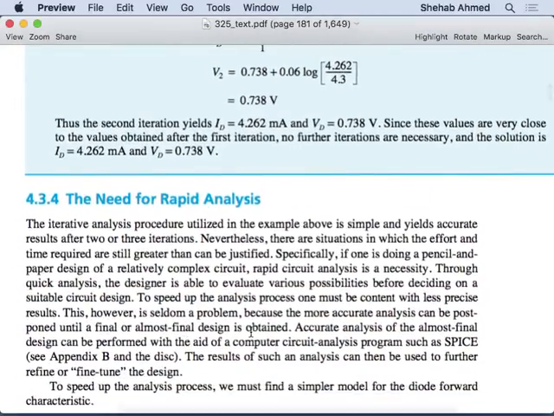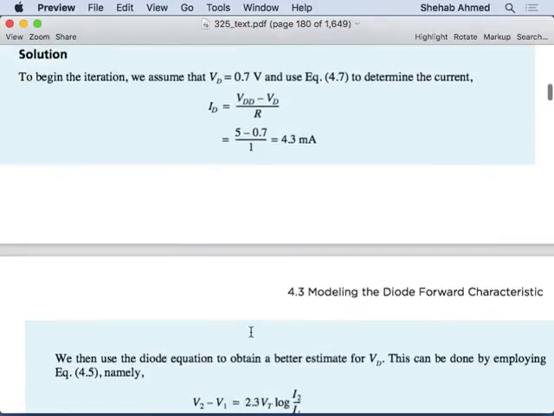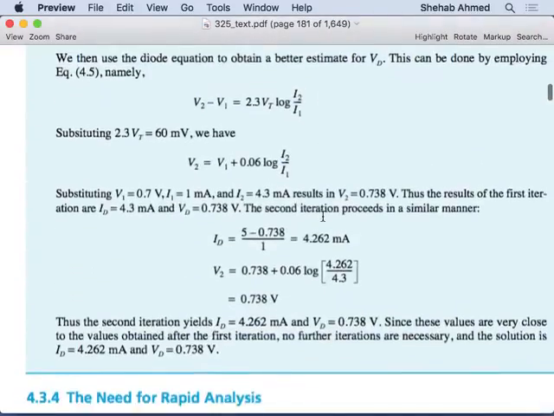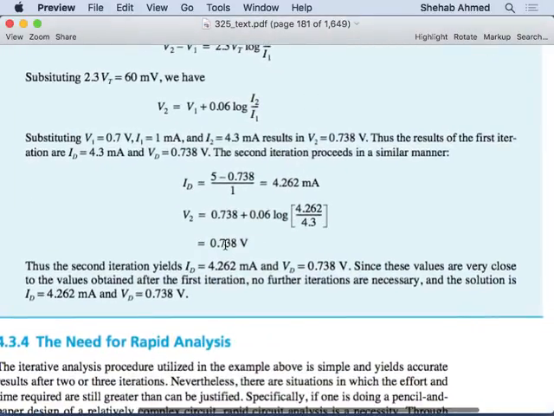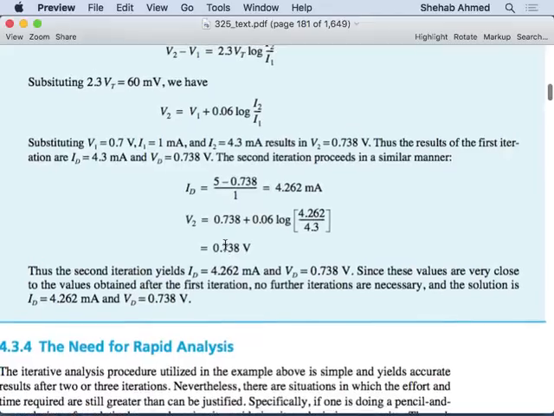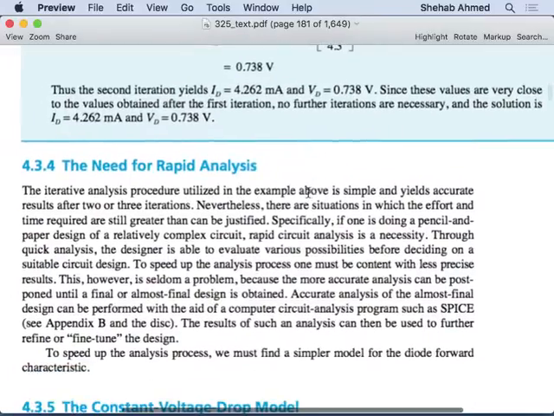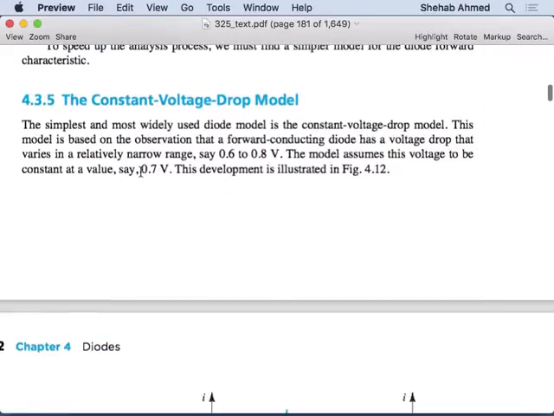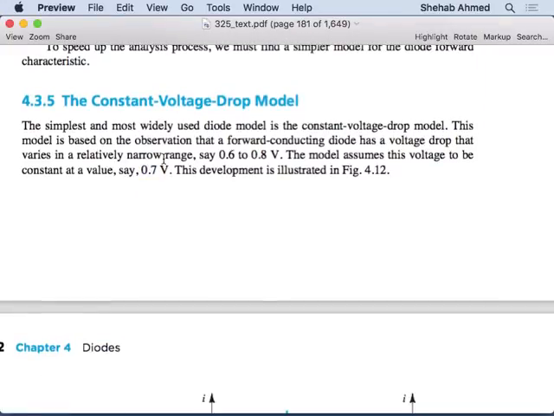In this next section, they tell you, if I had just used my forward voltage model of 0.7, I was getting something close enough even from the first calculation, and I did not need iteration. That's the objective of this discussion. It's fine because the 0.7 didn't change much, and even after iteration, my 4.3 changed to 4.262. The objective is to justify the constant voltage drop model of 0.7 volts. All of this discussion is to justify that.